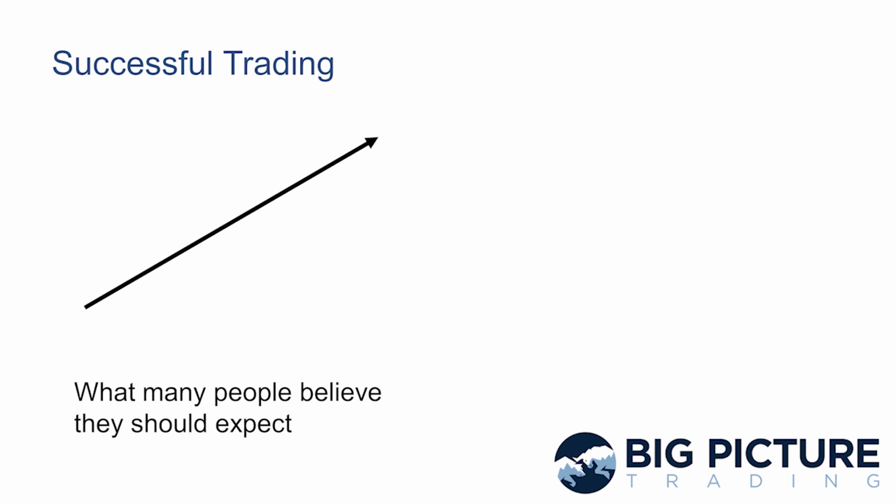What a lot of people believe is that if they're successfully investing or trading, it should look like a straight line up, which is, I invest $100,000 and it grows to $200,000 after 5, 6, 7 years. If I did it right, then I should see this nice sequence.